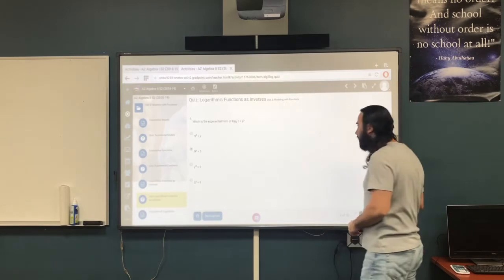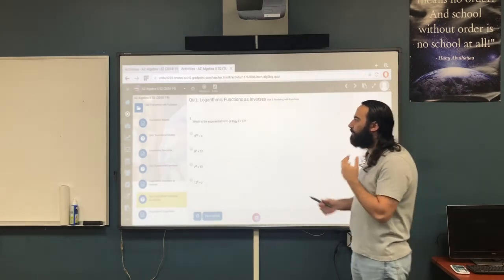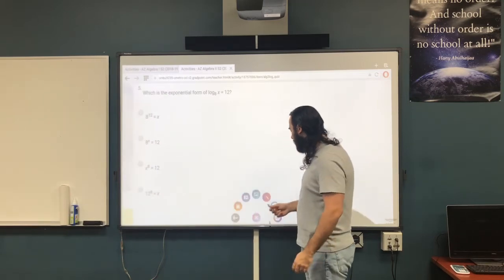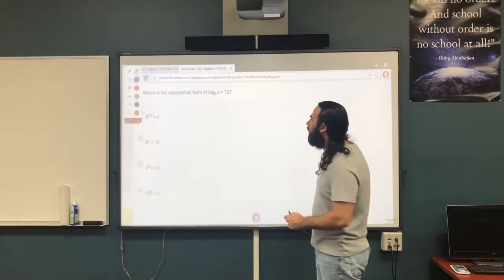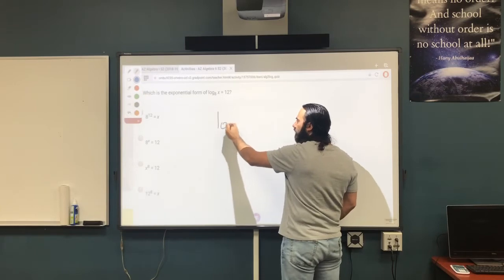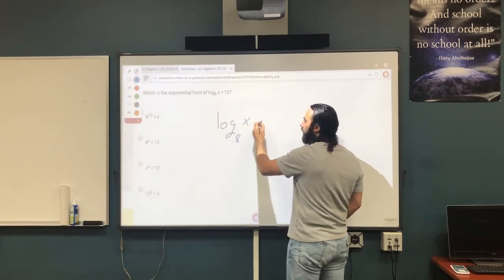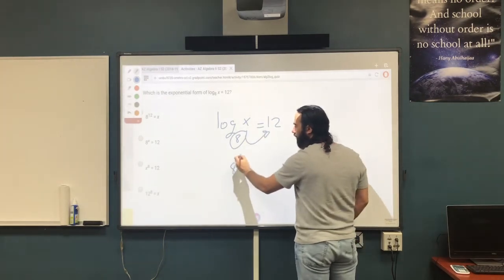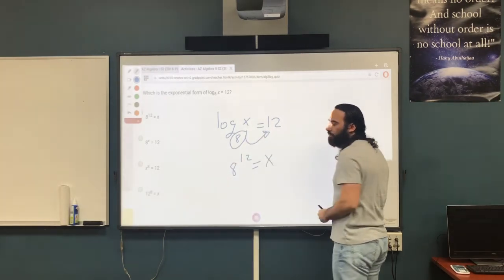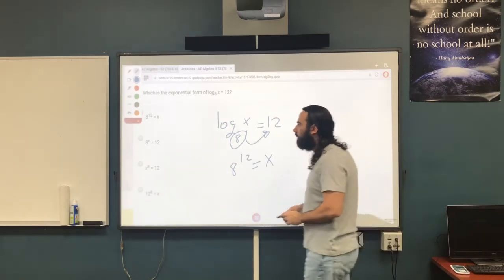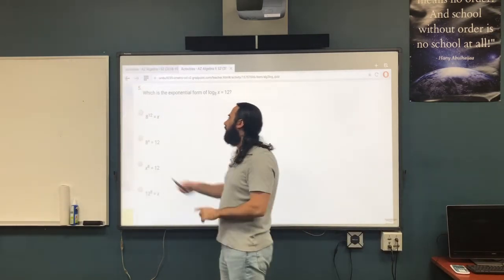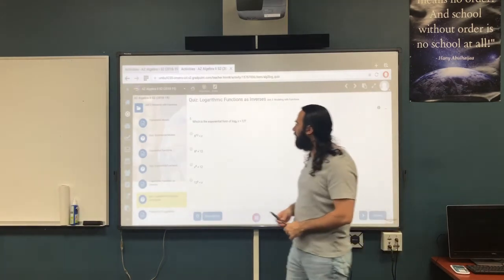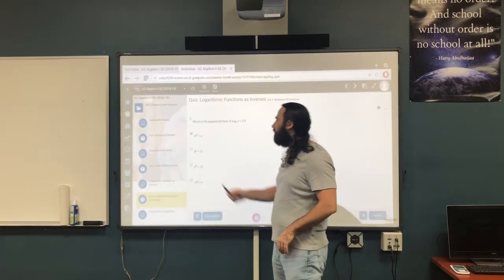That's for question 4. The same thing, guys. In this case, we have which one is the exponential form for log x with the base of 8 equals 12. The same, guys. 8 to the power of 12 equals x. It's a quiz that you can get an A plus easy. So we said 8 to the power of 12 equals x.